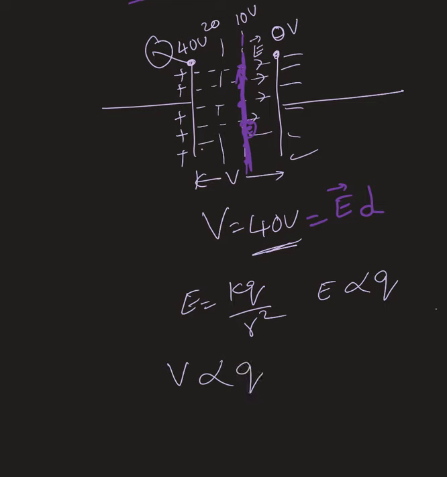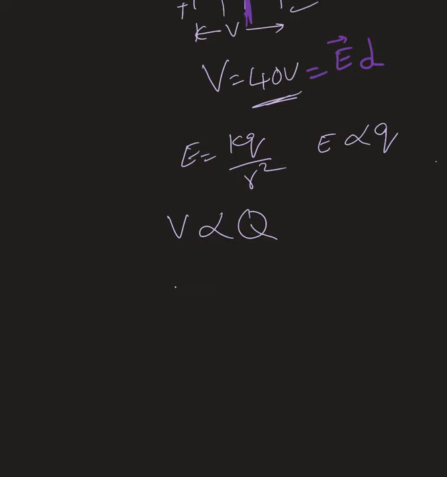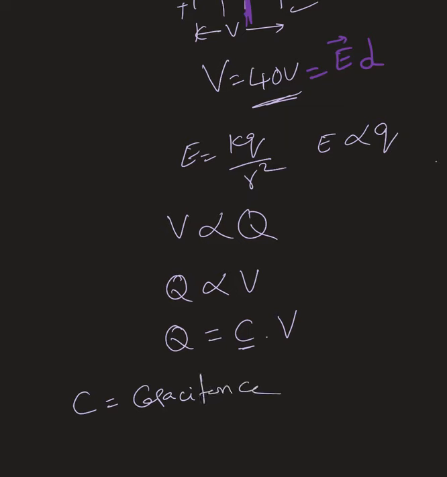If I have more charge on the plates, you can use the bigger letter, it doesn't matter, I can say there is more potential difference between those two plates. In the opposite way, I can say Q is directly proportional to V. To remove the proportionality constant, I'm going to introduce a new term, Q equals C times V, where C indicates the capacitance in farad. So C is nothing but the capacitance value.